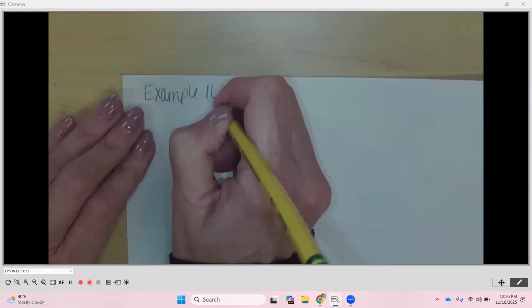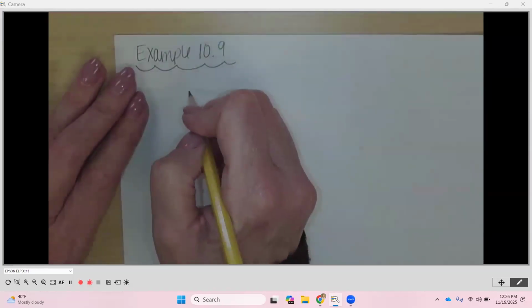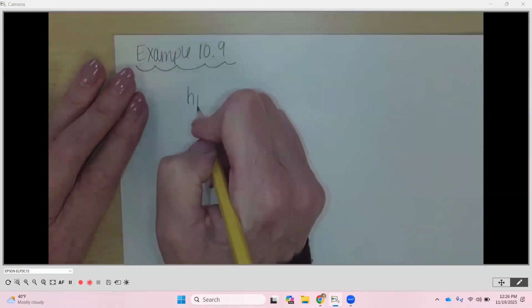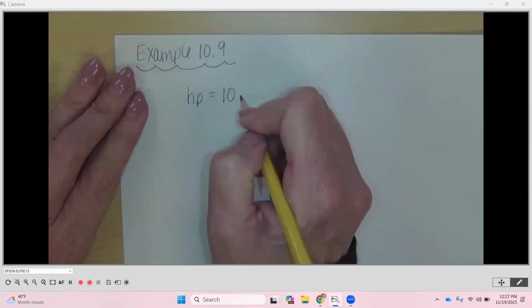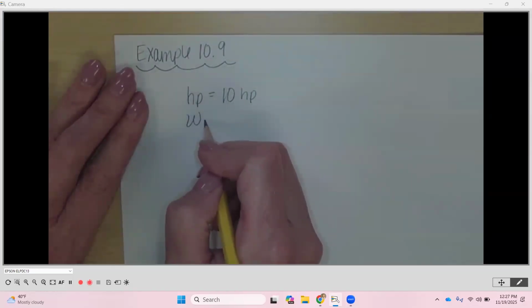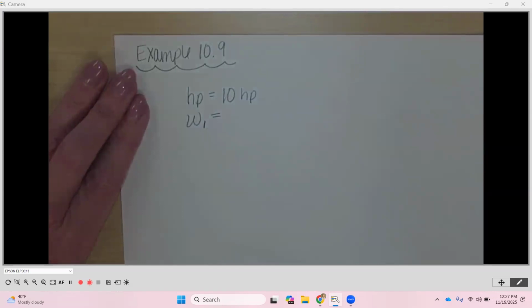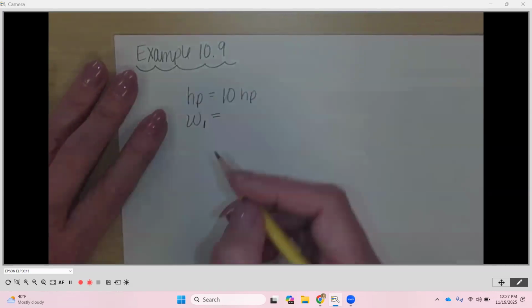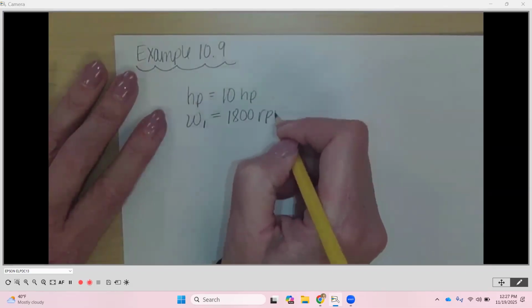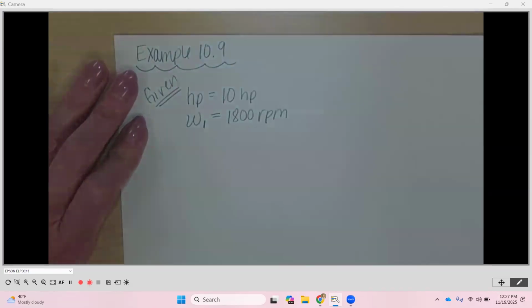So we are going to start here. This is example 10.9. Okay. And what we're given is horsepower is equal to 10 HP. And then our angular velocity of our pinion. So I'm going to call this W1, okay? Because ones are pinions, twos are gears, as we're specifying here in this chapter. And that's equal to 1800 RPM, okay? So these are, if you would, our given quantities, all right?